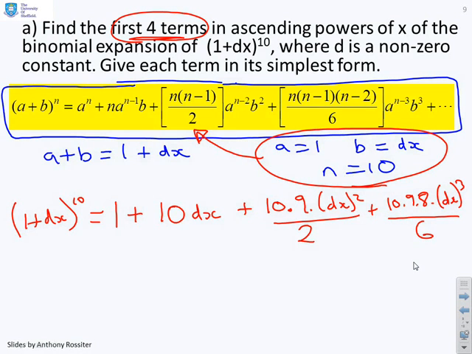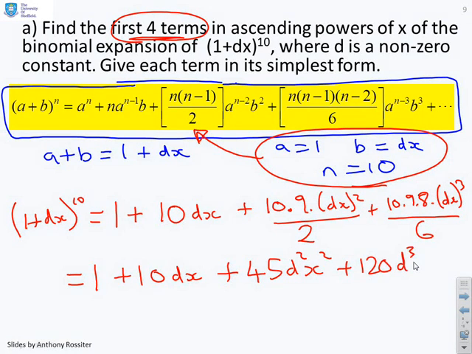Now we want these in the simplest form possible, so I've got 1 plus 10 dx. That's straightforward. I'm now going to have to multiply out what I've got in the next one, so that's going to end up as 45 d squared x squared, and then the final one is going to end up as 120 d cubed x cubed. So that's part 1 done. We've got our expression, the first 4 terms.